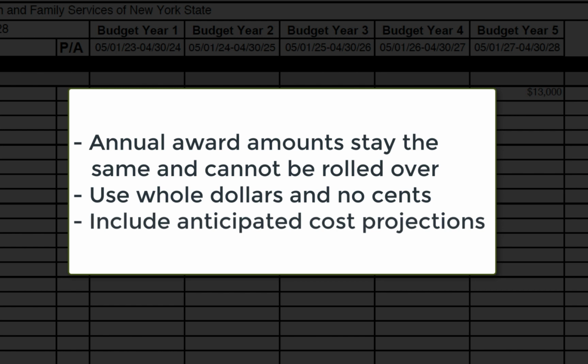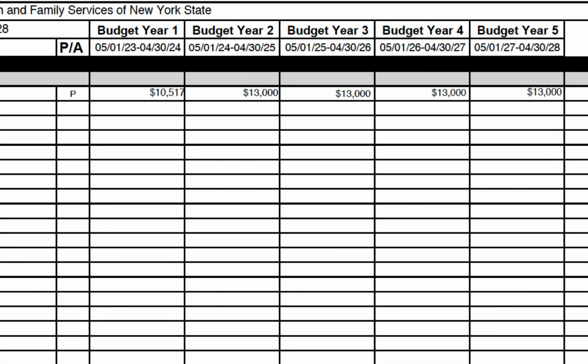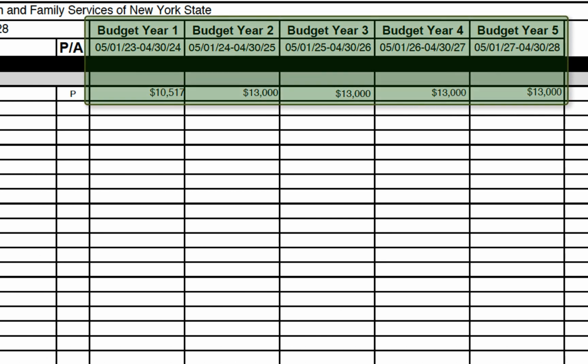Each line item should include all anticipated cost projections for each budget period. We request that all contractors do their best to project increases over the course of the term of the contract. Building in a projected increase that is in line with your annual award for each budget period will give a more realistic expectation of how you will sustain your program. For example, in budget year 1, you will see that we budgeted $10,517, and in budget years 2 through 5, we budgeted $13,000 per year.